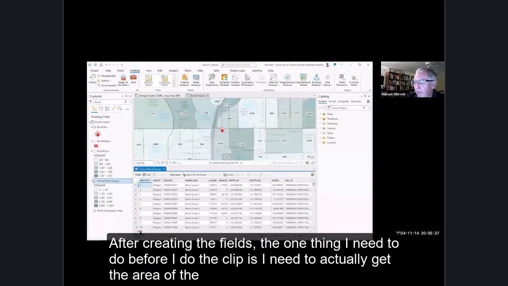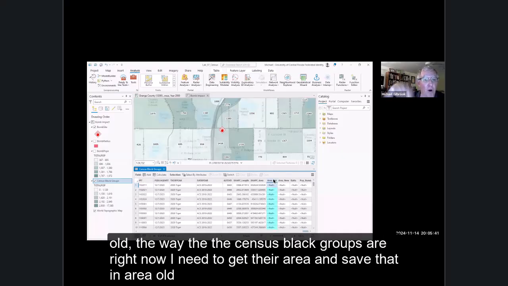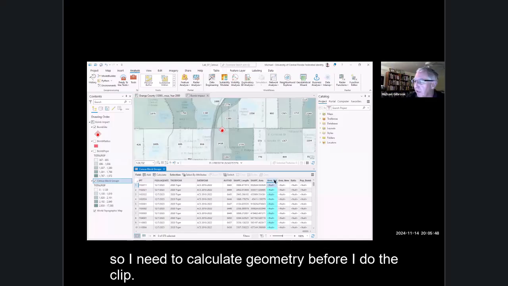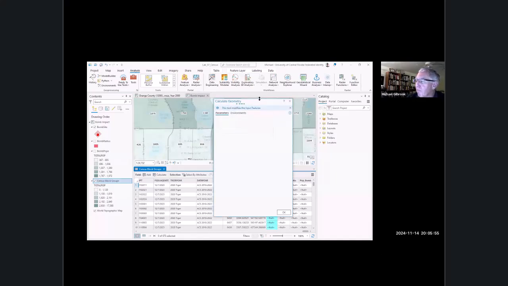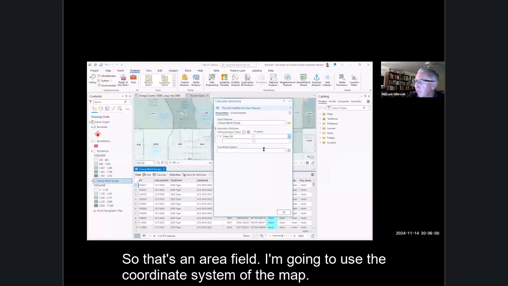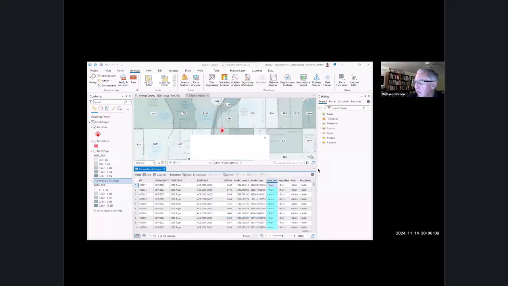After creating the fields, the one thing I need to do before I do the clip is actually get the area of the census block groups the way they are right now. I need to get their area and save that in area old. So I need to calculate geometry before I do the clip. So that's an area field. I'm going to use the coordinate system of the map. We're going to make that survey acres.